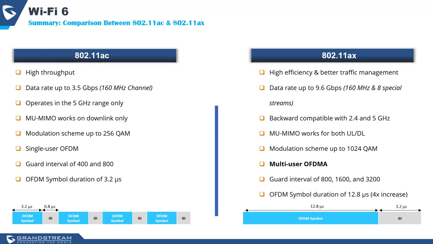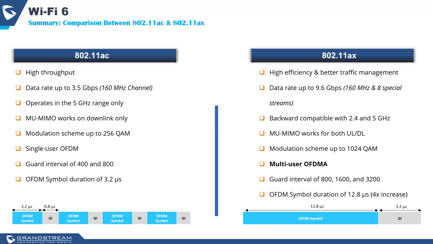When you use the wireless medium more efficiently, you eventually increase the data rate and the speed that an access point and the wireless clients can take advantage of. With Wi-Fi 6, the data rates can go up to 9.6 gigabits using channels of 160 megahertz and 8 spatial streams. And it is backward compatible with both 2.4 and 5 gigahertz. It uses multi-user MIMO technology for both uplink and downlink, and a modulation scheme of up to 1024 QAM.